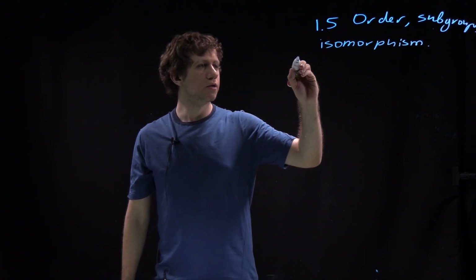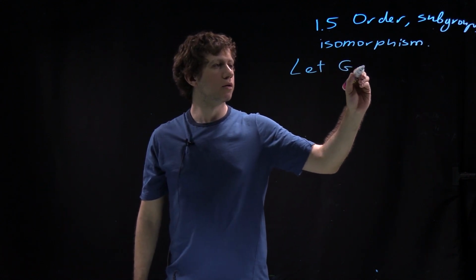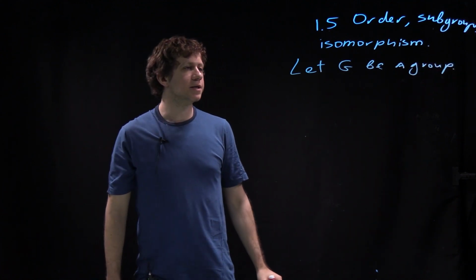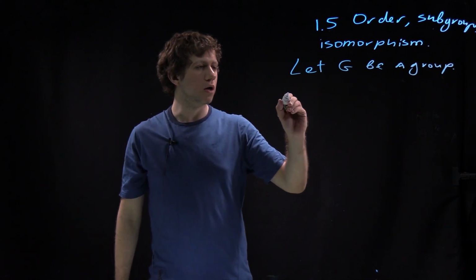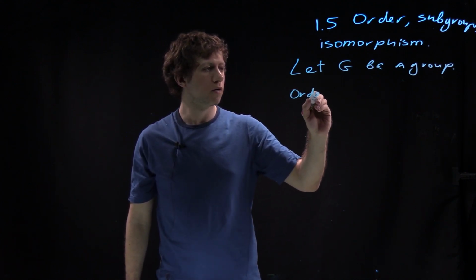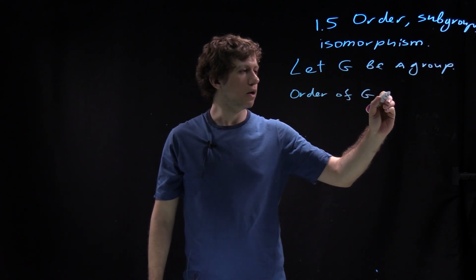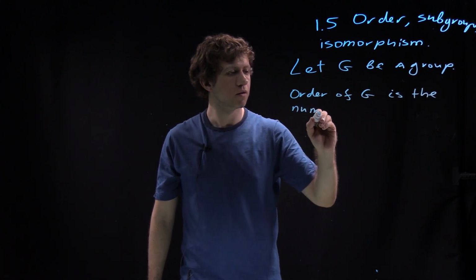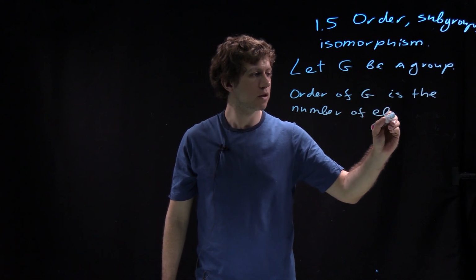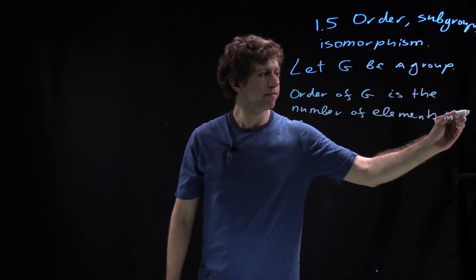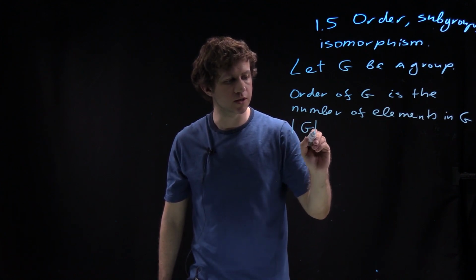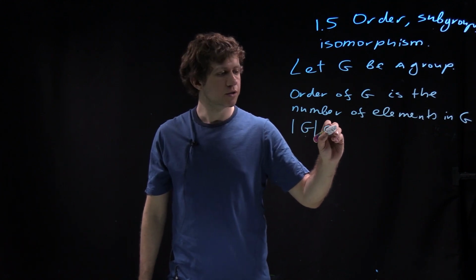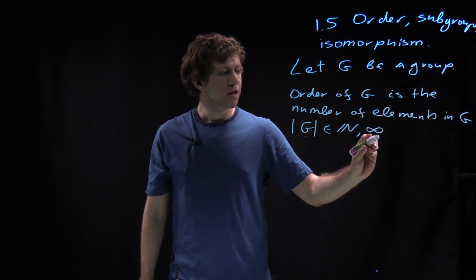So let G be a group, and then the order of G is the number of elements in G. So notation is usually this G in these brackets, and so of course it can be just a positive integer, so maybe n, or it can be infinity, but also it's a bit misleading.